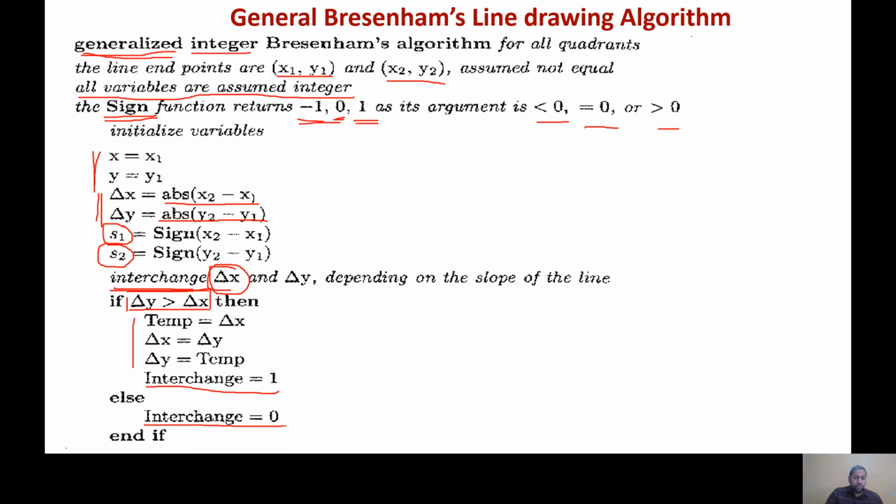So interchange equal to 0 clearly indicates that delta x is greater than delta y. That's why we have this interchange variable. Moving to the next slide.